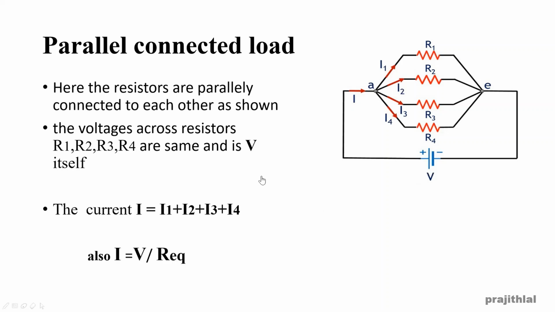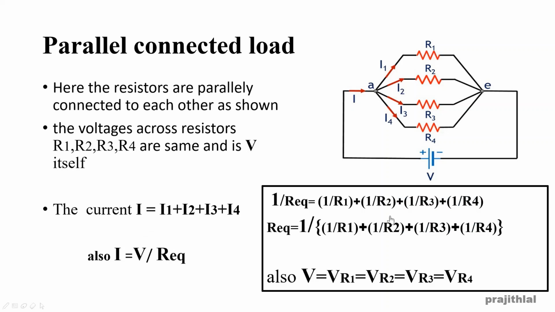The current I equal to I1 plus I2 plus I3 plus I4. So the current is different. From this junction, the current flowing will be distributed to 4 routes, and the current value of these branches are all dependent on the resistance there. So also we can find the current by dividing the voltage with the equivalent resistance.